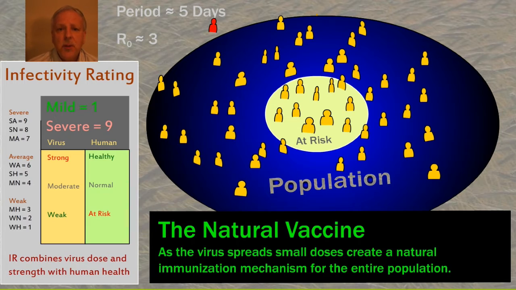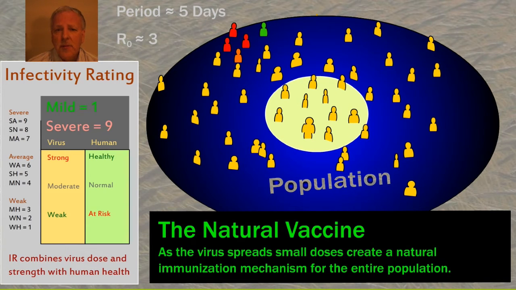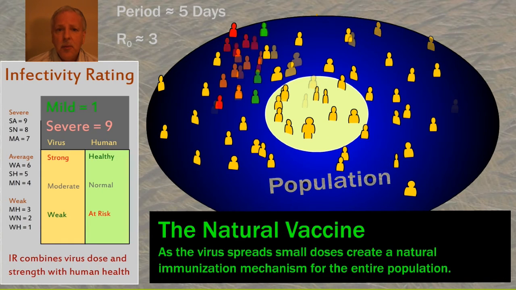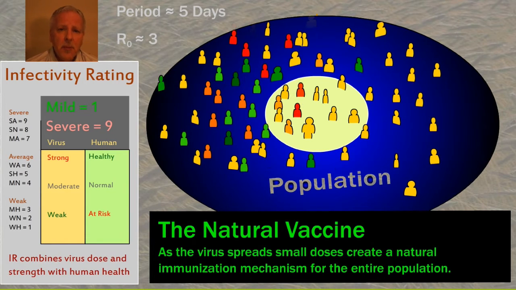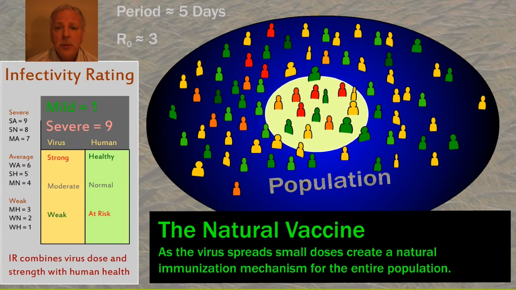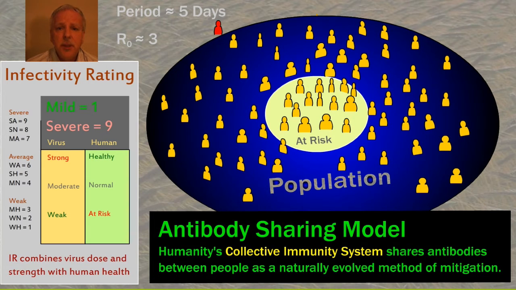The next factor was the natural vaccine. Small doses of the virus spread to the population could be a mechanism for immunization from this particular virus. Every person in the population who's exposed to a small dose will have the time for the body to create antibodies to protect itself from this particular virus.